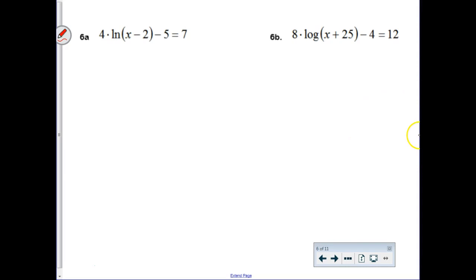I think that'll help. All right, same idea. We're going to be exponentiating, but not yet. We have to isolate this logarithm first. So, 2 steps to isolate. We're going to need to add the 5.